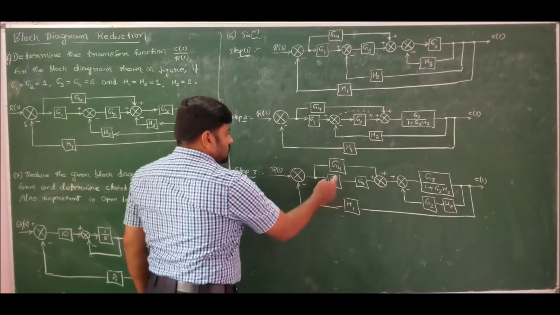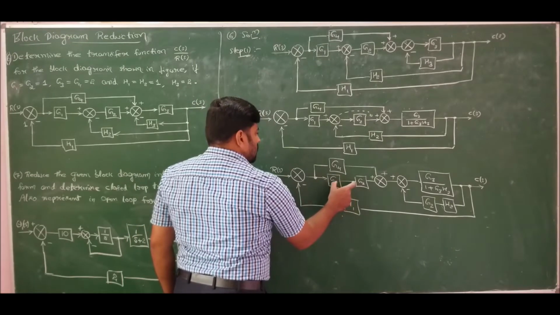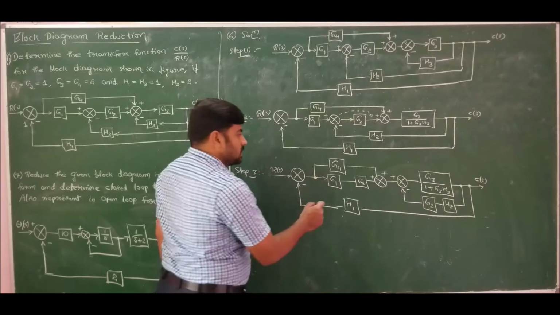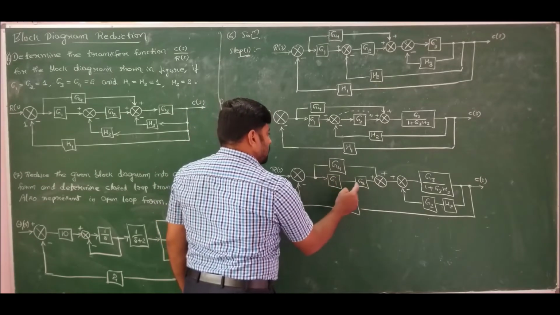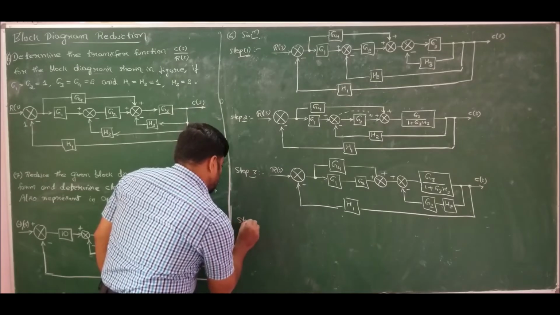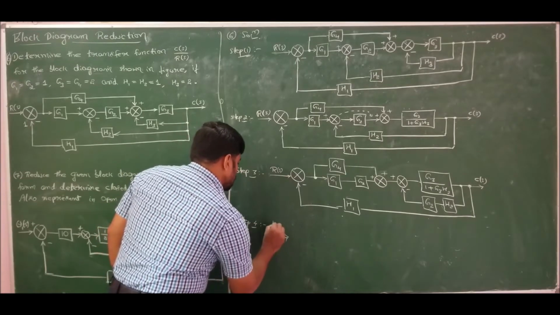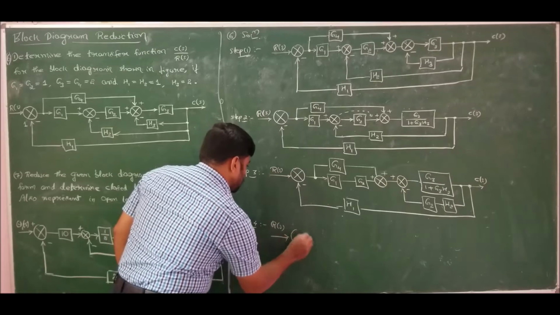Correct. So these two are in series, so this is G1 G2. For G1 G2, G4 is parallel. So hence the loop answer is G1 G2 plus G4. So therefore in step 4 I will get the solution as R of s.